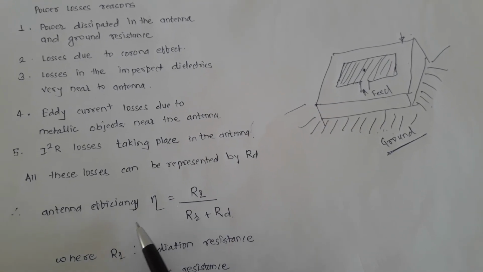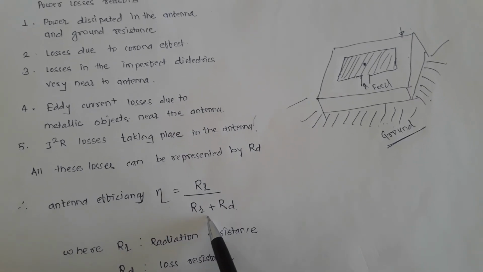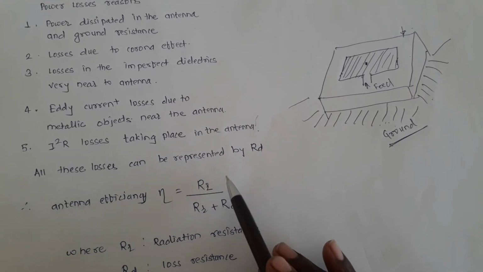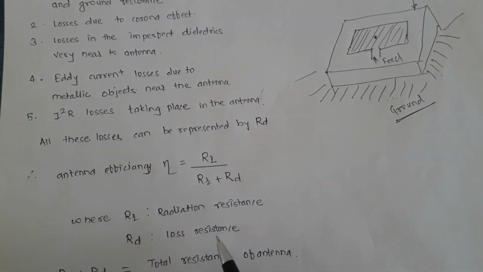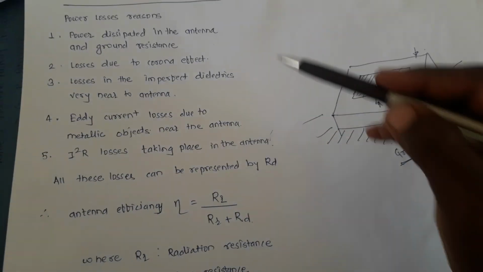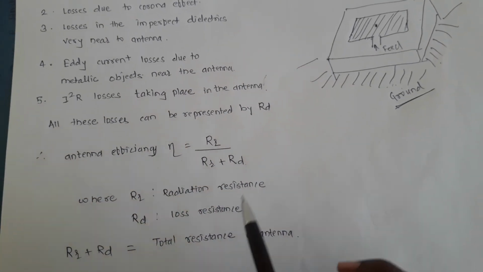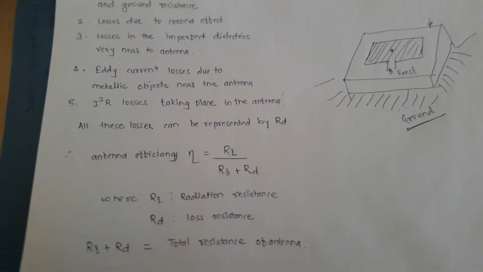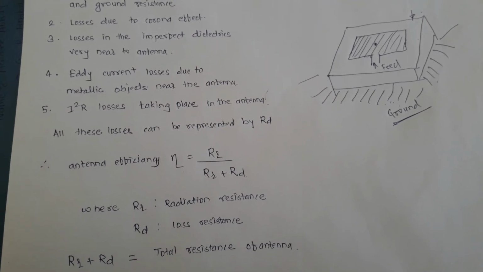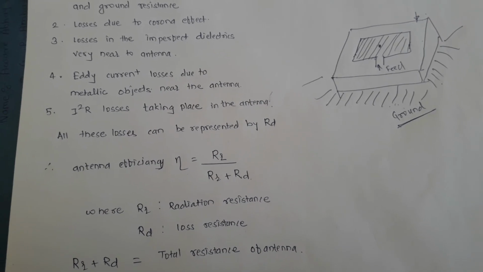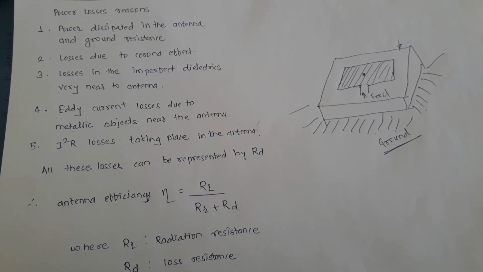So we can say that the efficiency of the antenna can be represented by RR divided by RR plus RD, where RR is the radiation resistance, the definition we discussed previously, and RD is the loss resistance, which comes from these 5 different losses. RR plus RD is also called the total resistance of the antenna. So if we want to improve the efficiency of the antenna, we have to reduce the power losses within the antenna while it is operating.